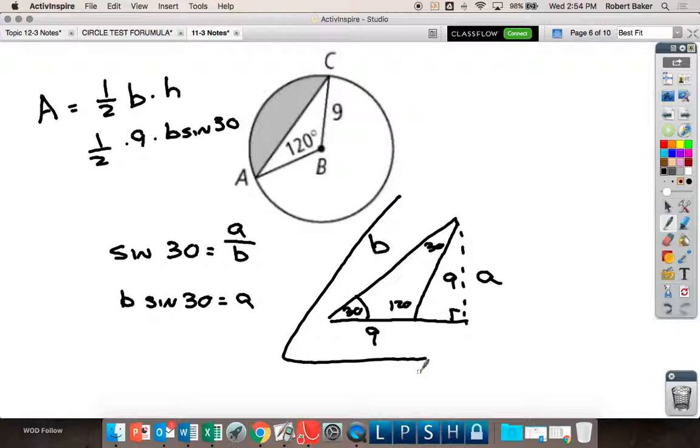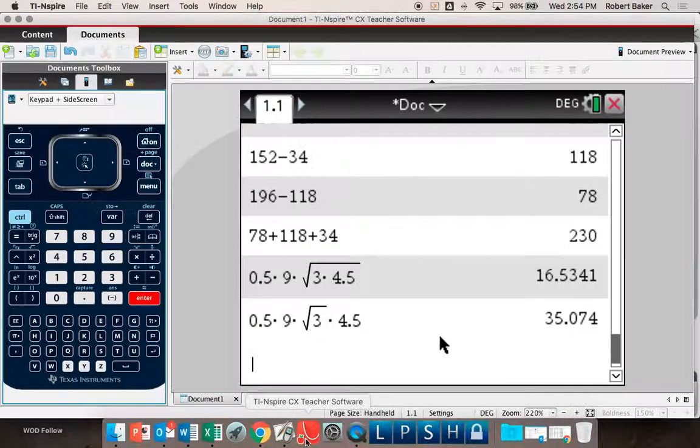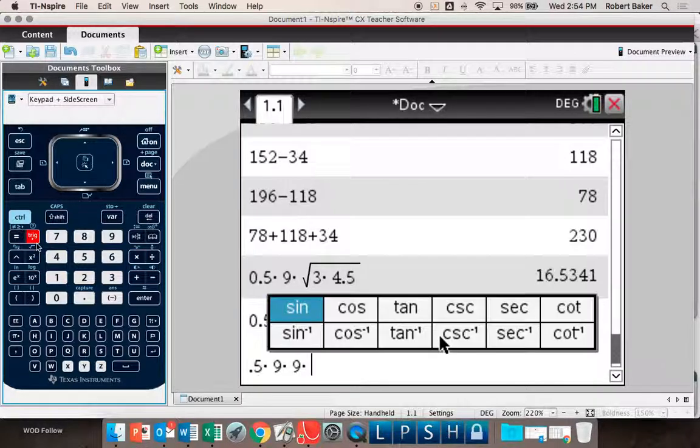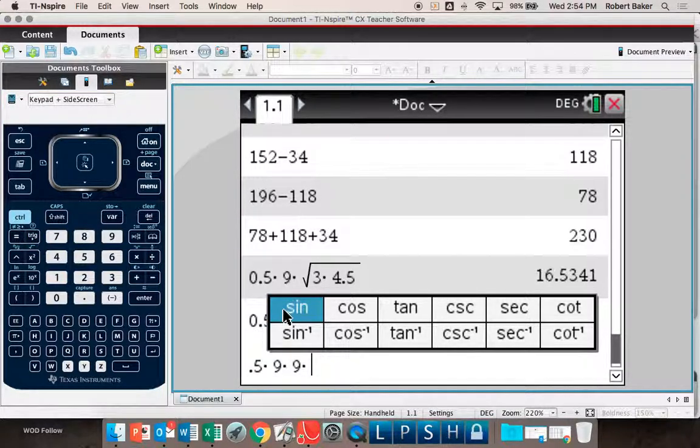Okay, so if I use that for this problem, we've just verified that this equation works. 1/2 times one side times the other side times the sine of the angle between them. And if you remember back, like 10 seconds ago, we got the answer of 35, right? As the area of the triangle. 1/2 times one side times the other side times the sine of the angle in the middle.